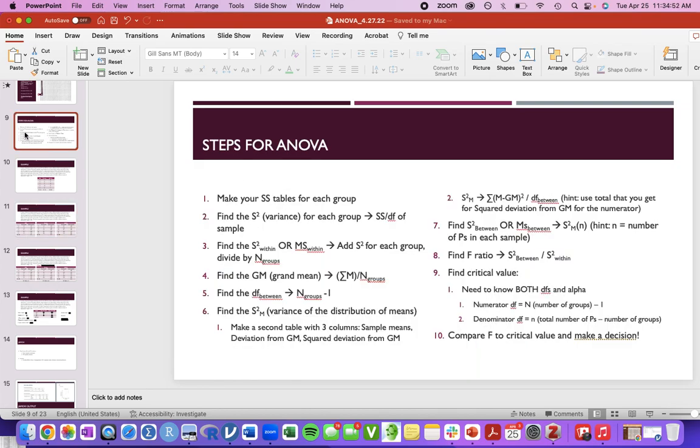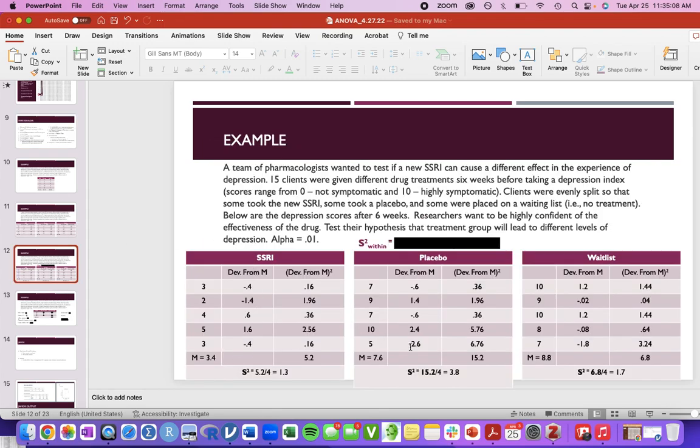So jumping back to slide 9, our next step is to find the variance for each group. So we're just going to take the sum of squares for each group and divide it by the degrees of freedom for the sample. So this is how we would do it. We have our variances all lined up on the bottom. We have our sum of squares for SSRI, for example, and we're going to divide that by the degrees of freedom within each group. So within each group, there are 5 people. 5 minus 1 is 4. We're going to do that across each of the groups.